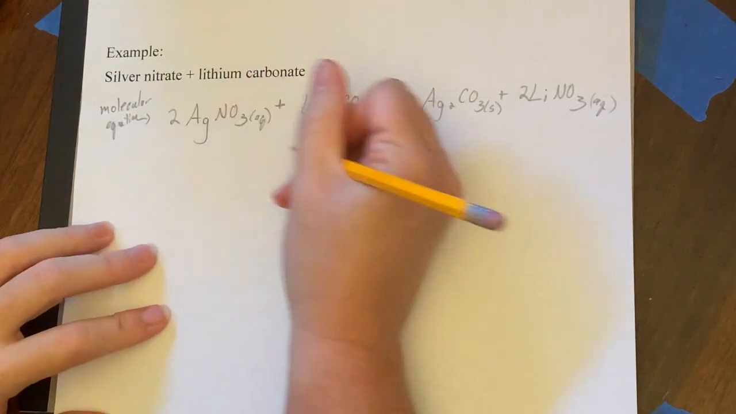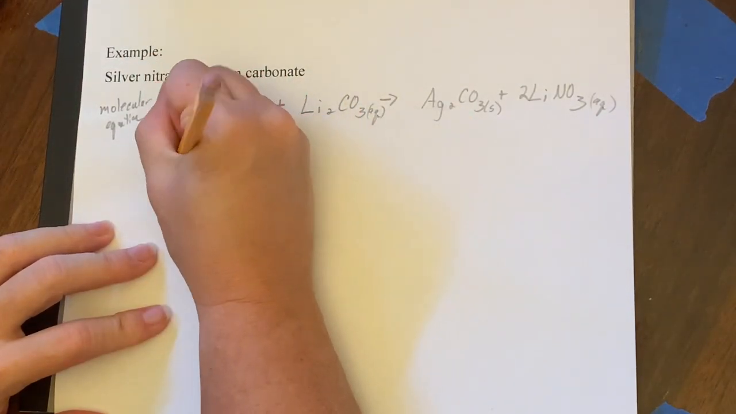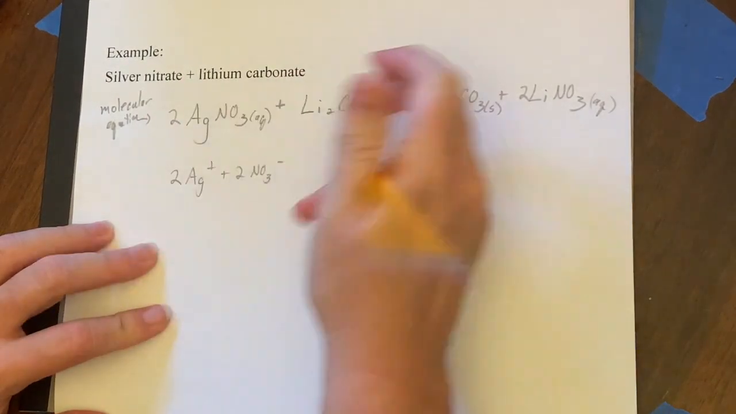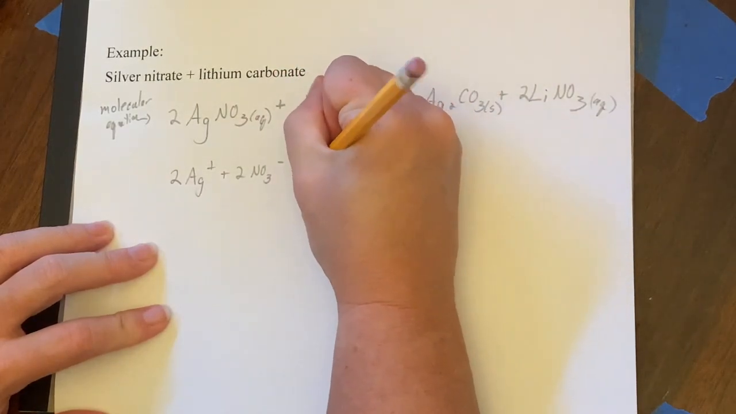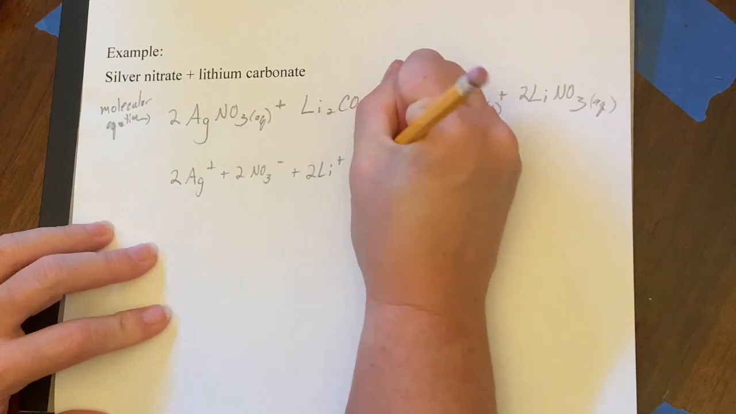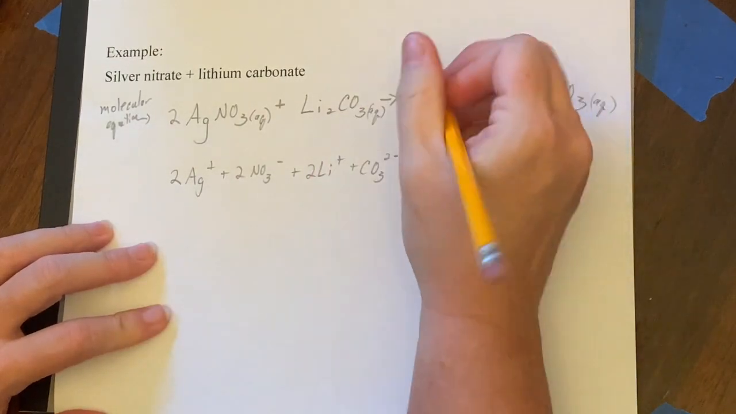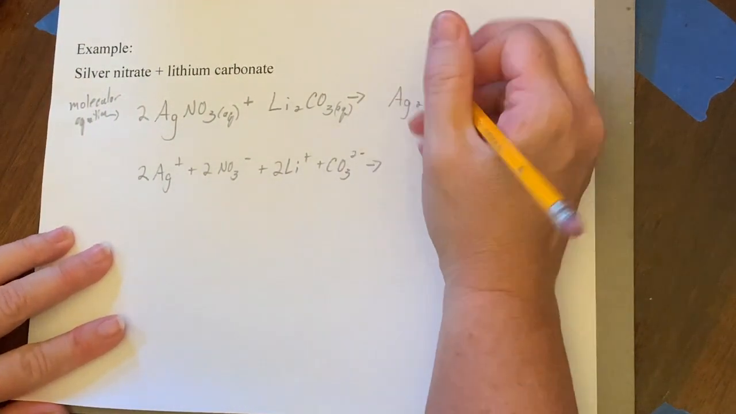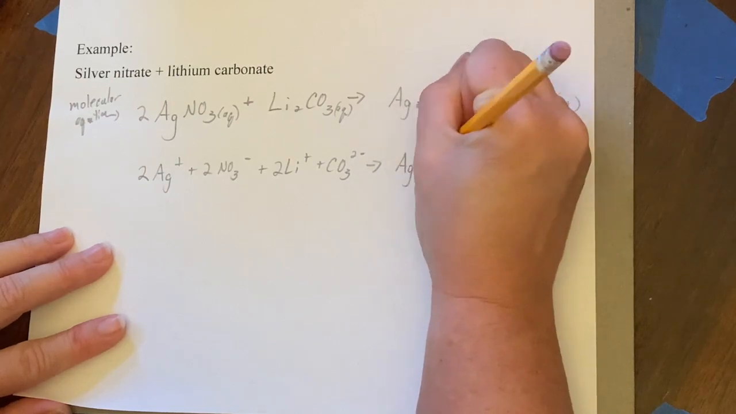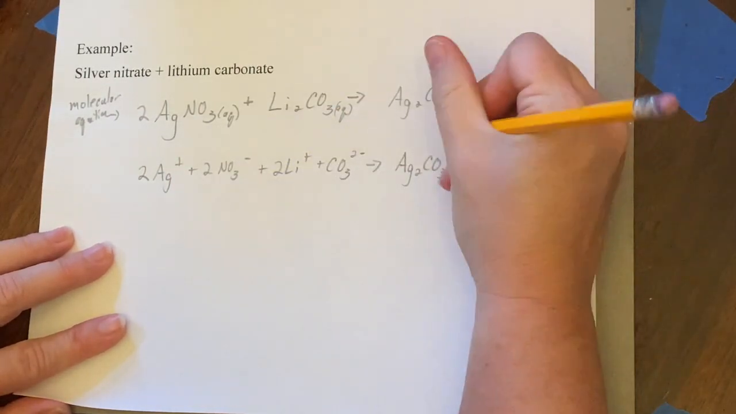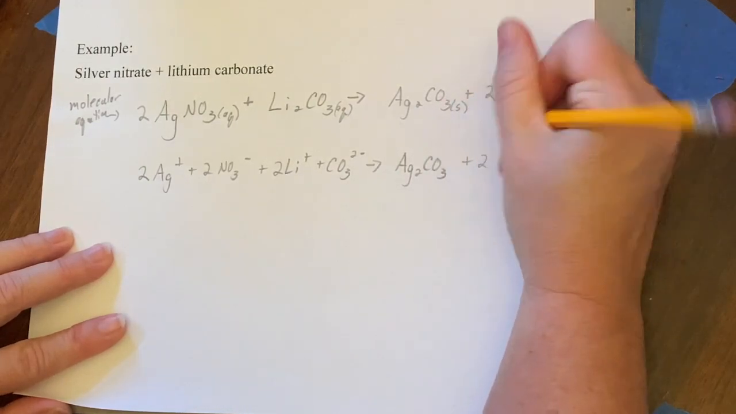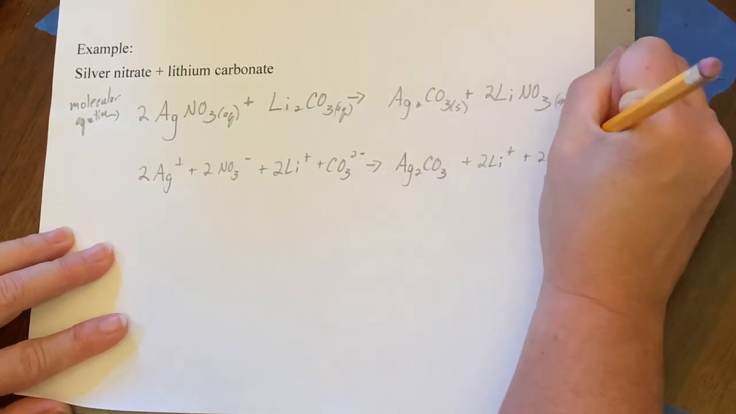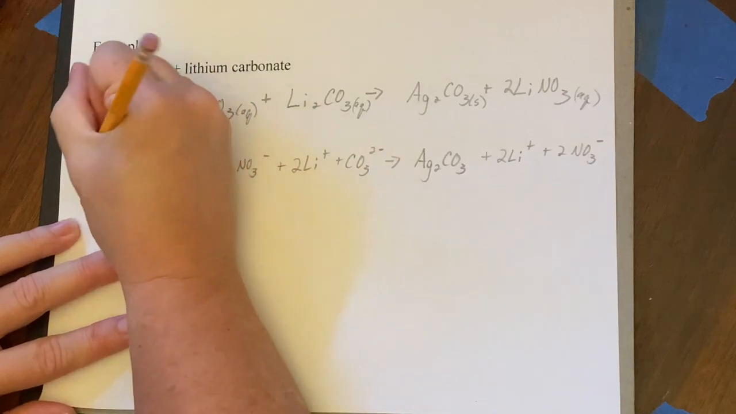Let's turn these into ions. If I'm aqueous, that means I'm going to break up into ions. 2Ag+, 2NO3-, remember that 2 gets distributed, plus 2Li+, CO3 2-, make sure you keep the proper charges. Now my silver carbonate stays together. It's my solid that I formed. That doesn't break up because that is a solid. That's going to be a chunk in the bottom of your test tube. But my lithium nitrate is aqueous, so 2Li+, 2NO3-. So this is your complete ionic equation.